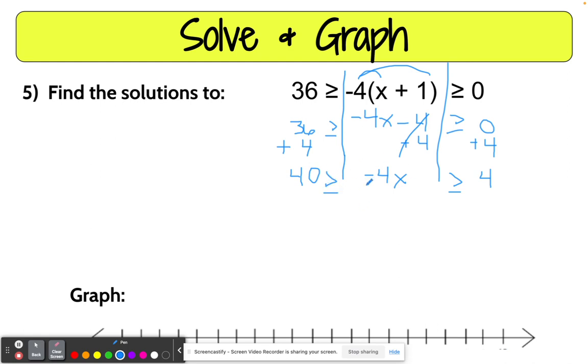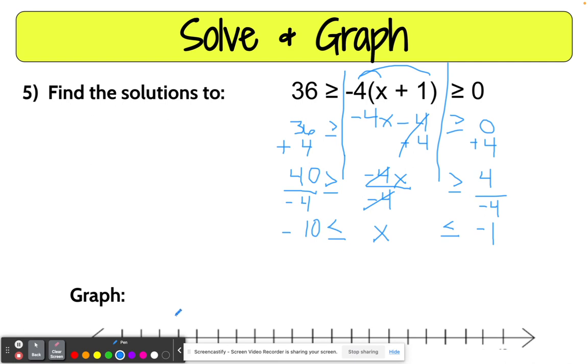I have to get rid of this -4 by dividing by -4. If I divide the middle by -4, I have to divide the left side by -4 and the right side by -4. And because I'm dividing by negatives, all of my inequalities have to flip. So I have x in the middle. This cancels out. 40 divided by -4 is -10. 4 divided by -4 is -1.